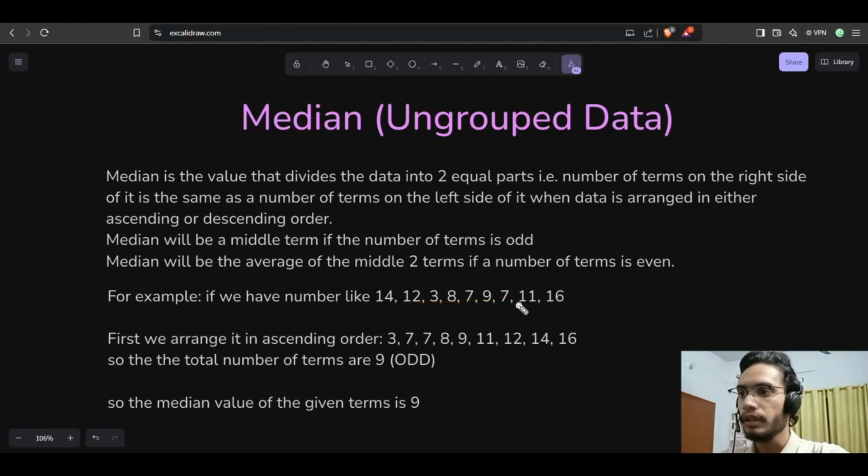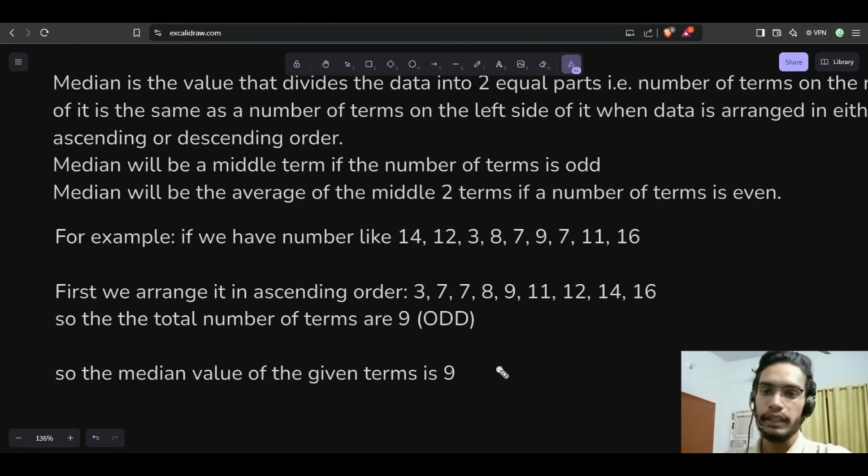Like if we have the numbers 14, 12, 3, 8, 7, 9, 11, 16. Now, this is unordered, ungrouped data, and it is not in any order, neither ascending nor descending. So first, what did I do? I arranged that data in ascending order. And after arranging the data in ascending order, I try to find out what the median of that data is. Now, there are also two conditions.